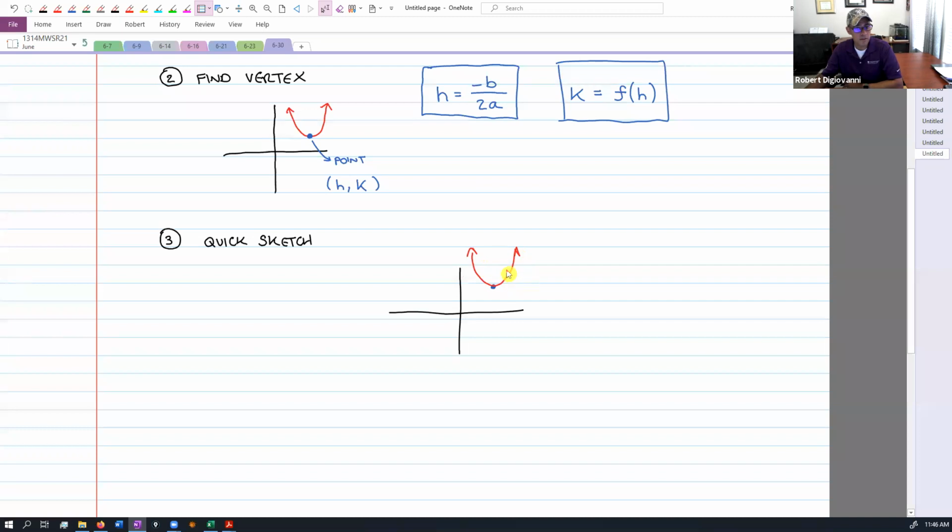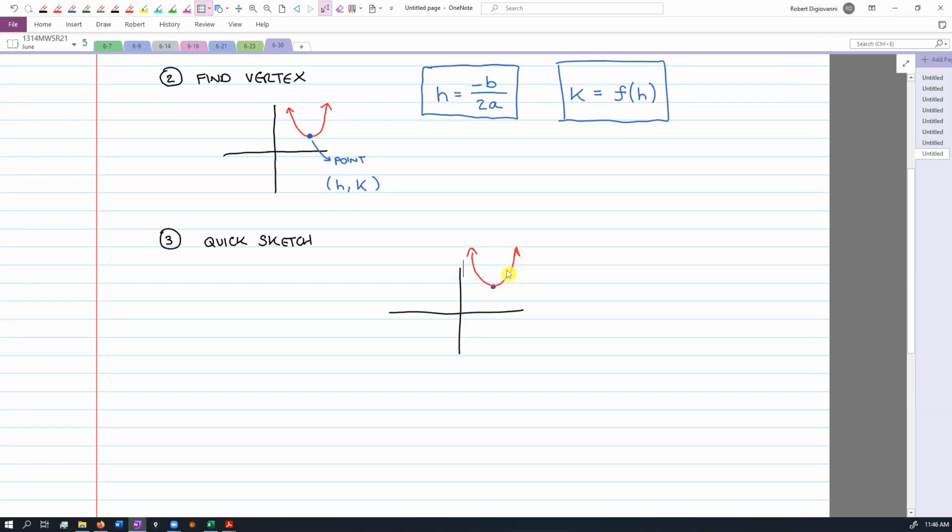Right? How many x-intercepts do you have? None, right? Yeah, it doesn't hit the x-axis anywhere in this particular picture. If your vertex is here and the graph opens up, then it doesn't hit the x-axis.